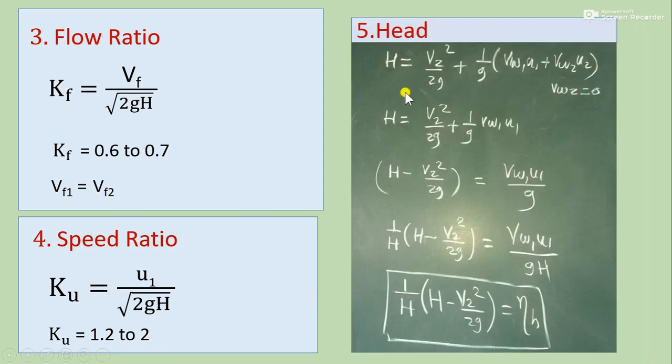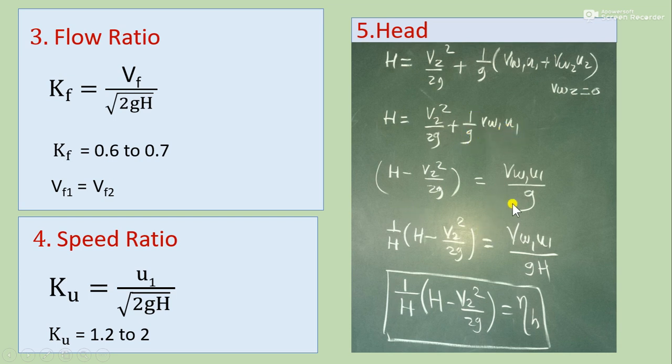Head. So we know that input to the turbine is a potential energy in the form of head that is converted into work done and kinetic energy. So this is work done 1 upon G bracket VW1 U1 plus VW2 U2 plus kinetic energy of leaving water is V2 square by 2G. In case of Kaplan turbine, as the discharge is axial or radial, VW2 component is 0. Thus, head formula becomes H is equal to V2 square by 2G plus 1 upon G VW1 U1.